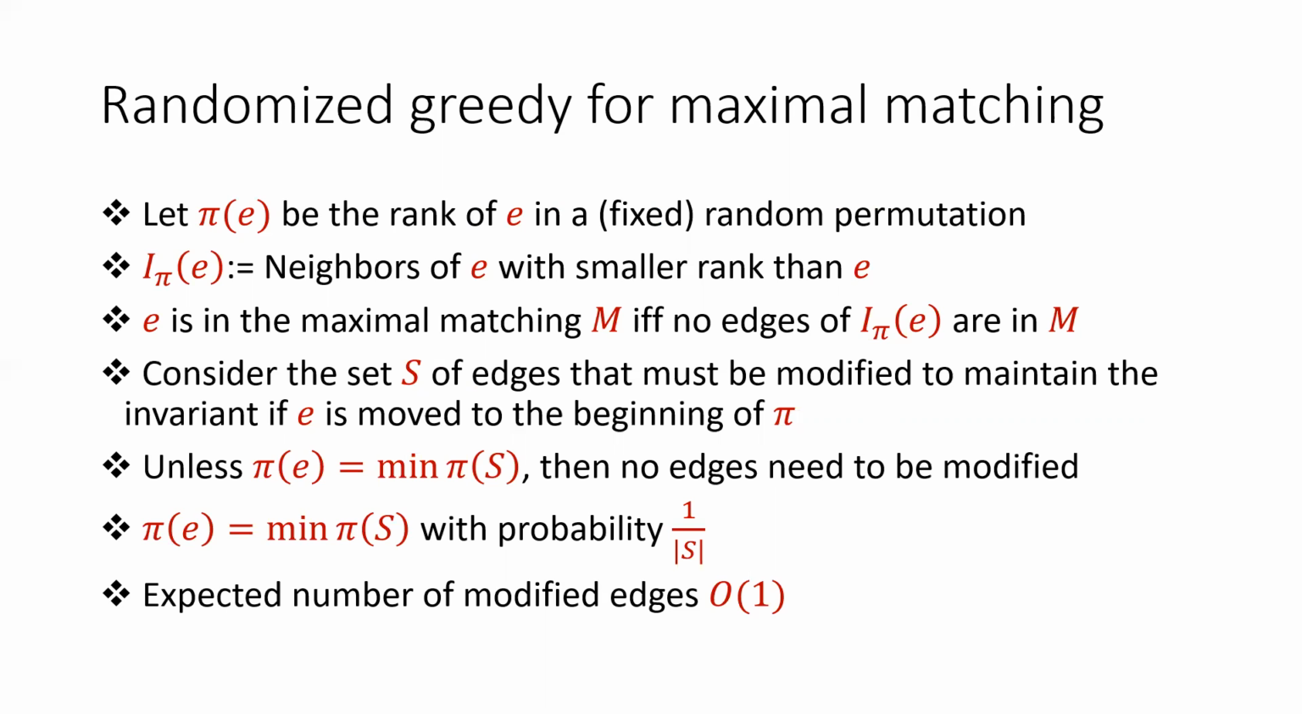Now, unless pi of e is equal to the minimum of pi of S, no edges need to be modified. This is not obvious, but it can be shown with a bit of work. It can also be shown that pi of e is equal to the minimum of pi of S with probability 1 over the size of S, and thus the expected number of modified edges is O of 1.